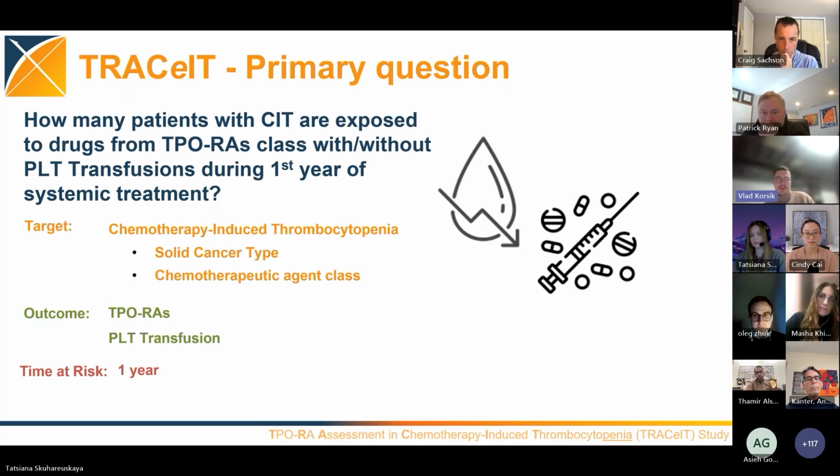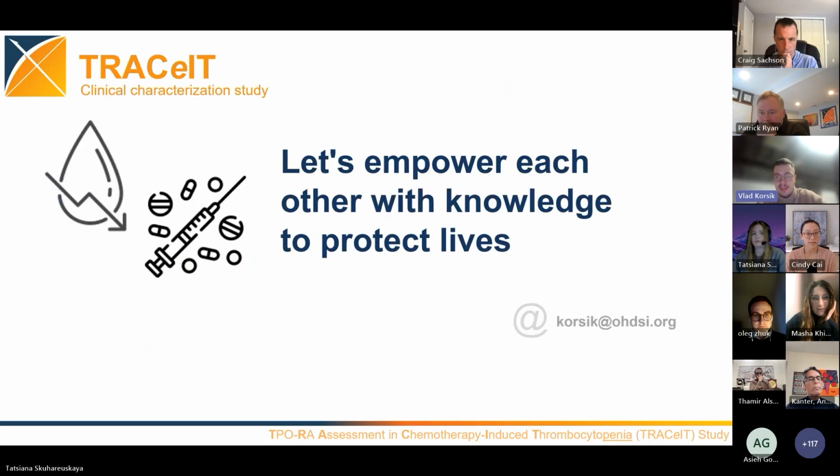I do believe that it will be quite a conventional characterization study with several targets, like chemotherapy-induced thrombocytopenia incidence, stratified by solid cancer type, as well as exposure to a particular chemotherapeutic agent class. The outcomes will belong to two domains: procedure occurrence with platelet transfusions, and drug domain with any kind of drug within the TPO-RA class, and the time at risk will be defined by the first year of active systemic anti-cancer therapy. So that's basically it.